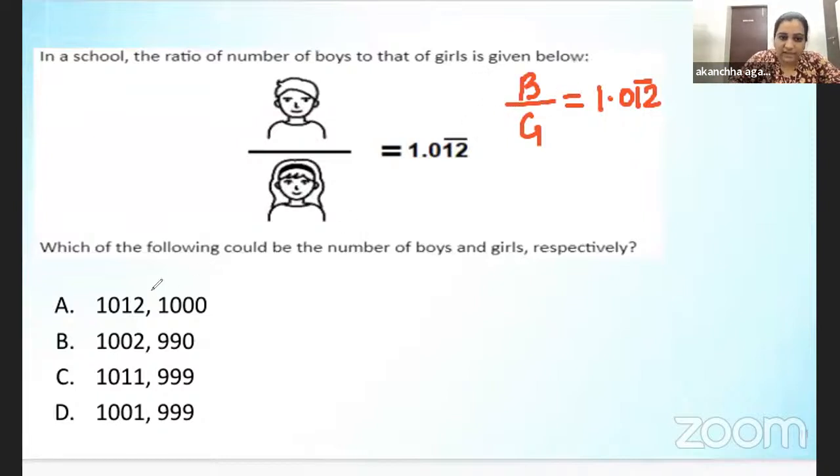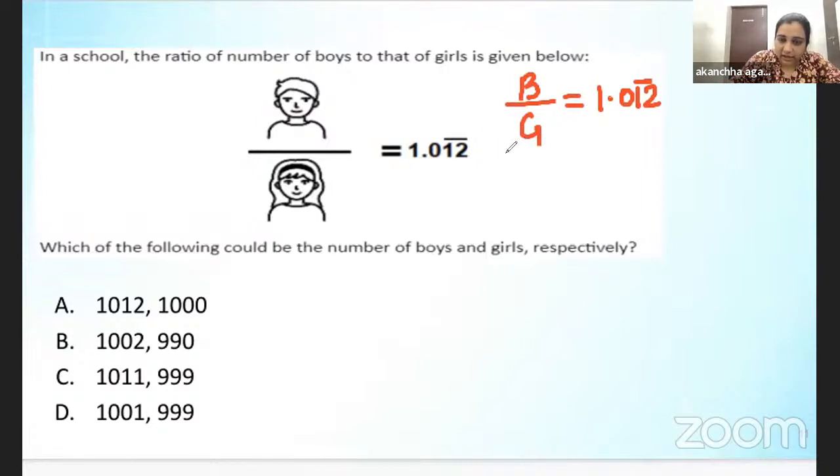So one thing is we can go by the options and divide and then find. But I'll tell you this can be a very, very long process. In the first case, it is not possible because it is simply 1.012 divided by 1000. But for the remaining 3, you have to divide by numbers like 999, right? And you won't be able to guess the answer that way. So let's see how we can do this.